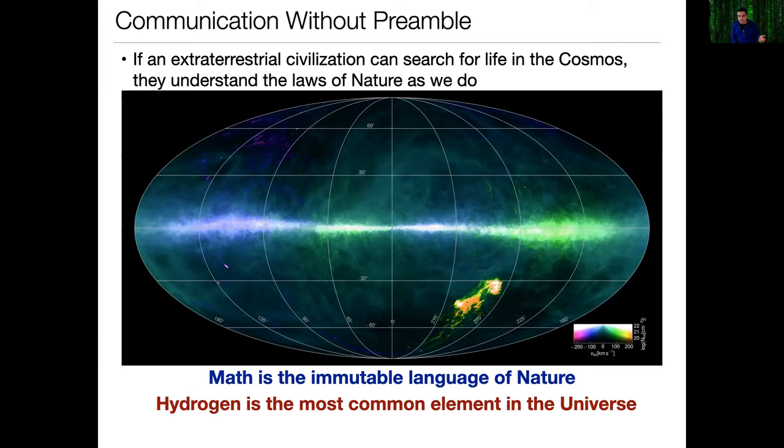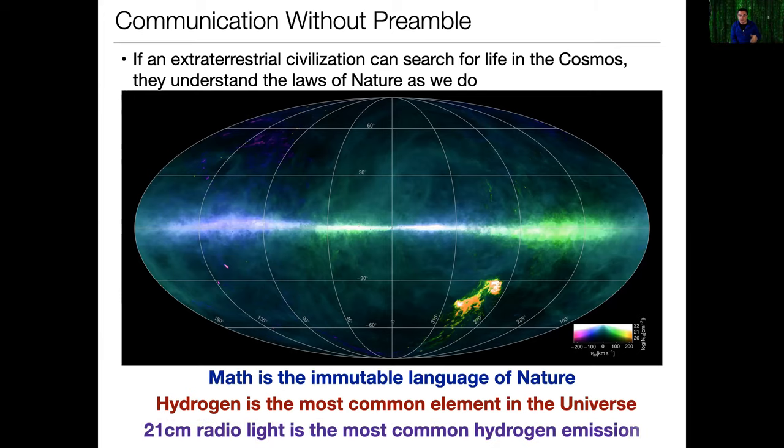If you recognize that hydrogen is the most common element in the universe, then you also know that the most common emission of hydrogen in the universe is the so-called 21 centimeter line. That is a radio frequency line. It is radio light emitted from a particular transition in molecular hydrogen. It is the most common hydrogen emission mechanism in the universe, which is why we like to observe the universe in 21 centimeters.